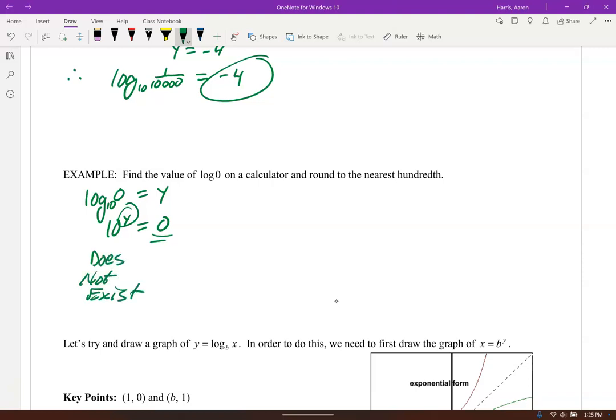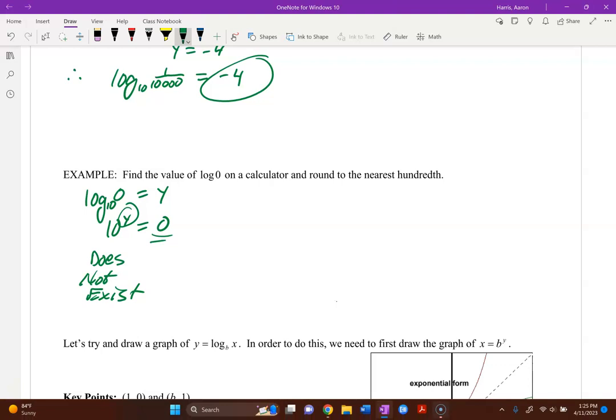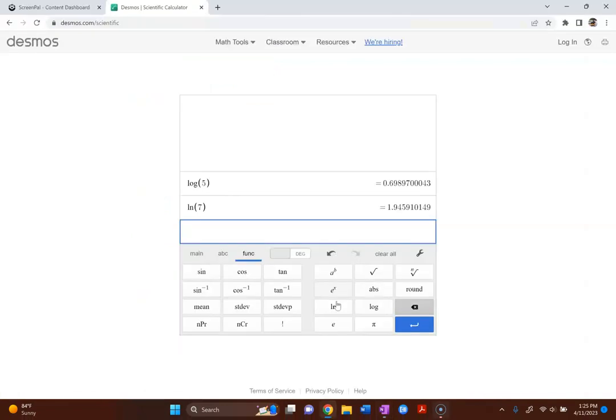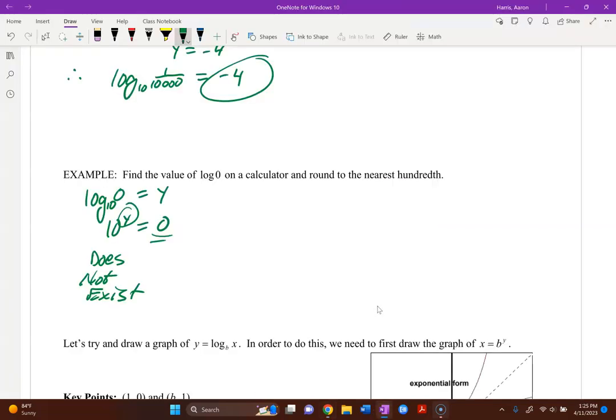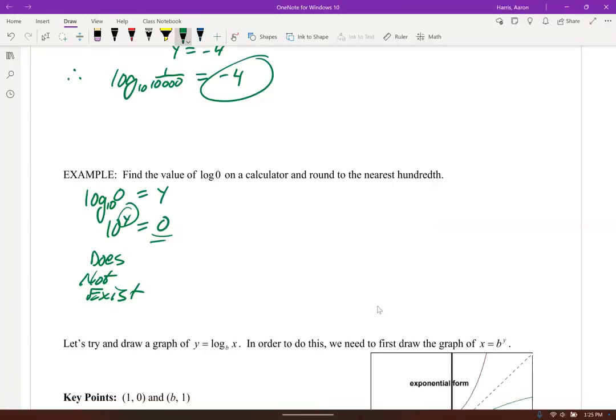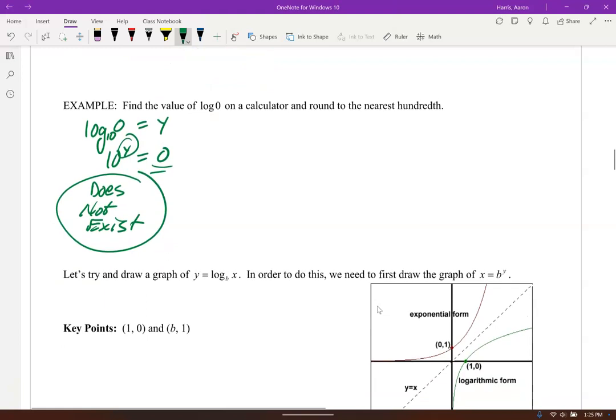In fact, let's go ahead and put it into the calculator, log of 0, and we'll show you. Let's find our log 0, and notice it says undefined, right? So again, that's undefined on a calculator as well. The calculator is smart enough to figure that out. So it does not exist, undefined.